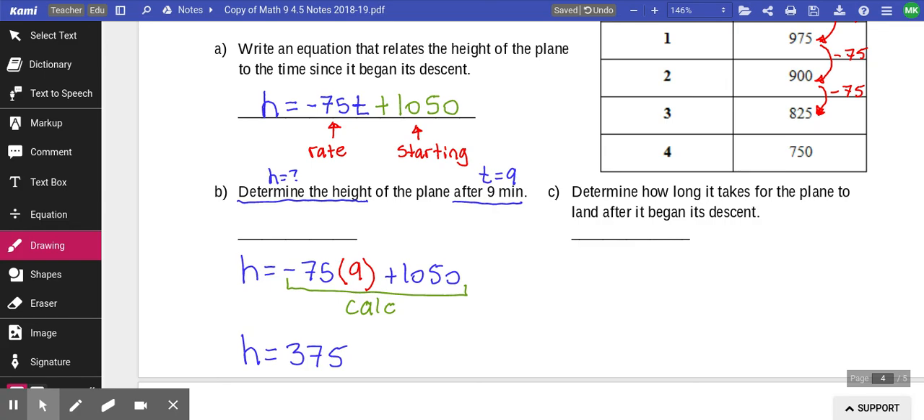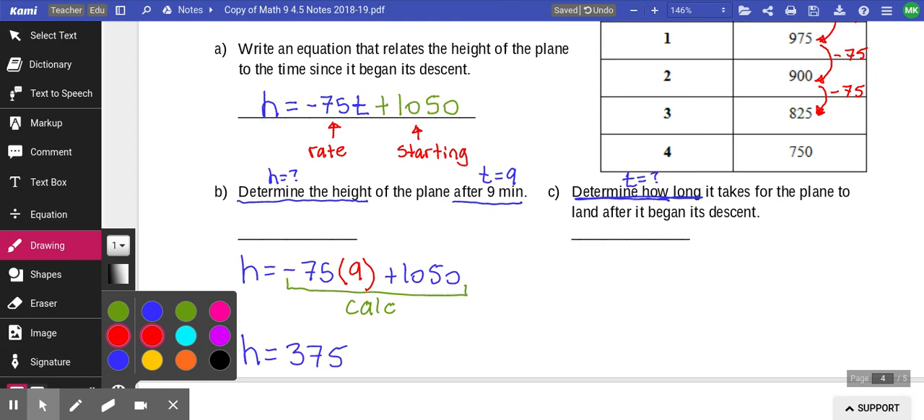When you get the independent variable, that's the easier one. The other one's the hard one because that's when they're giving you the dependent variable. For instance, C is a good example of it's not always obvious which one you know. If you read that, it says determine how long. All right, how long would be time? So I know I'm looking for time. Determine how long it takes the plane to land after it began to descend.